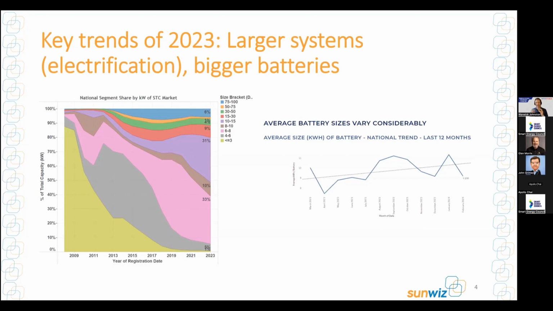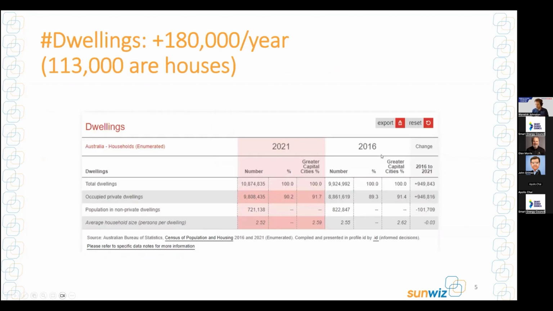So people recognise they need larger systems. People are buying larger systems. They're now cheaper, and that helps them to do so. But of course, they're recognising they probably need to store more energy as well. So batteries are going up in size.